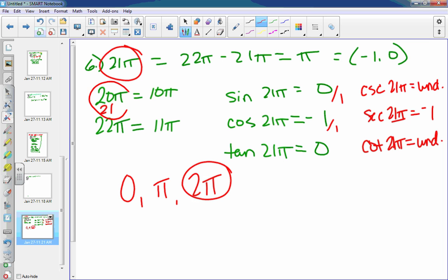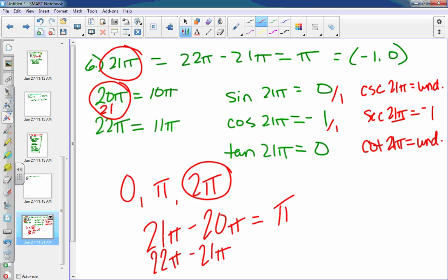If I would have just done this, would that have worked? I could have. I could have taken 21 pi minus 20 pi, and I still would have gotten what? Pi. I chose to take 22 pi minus 21 pi to get pi. It's the same concept. It's whichever way your brain works. It's still equivalent to pi. You with me? As long as you get pi, I don't care how you get it. Okay? Are we good? All right.